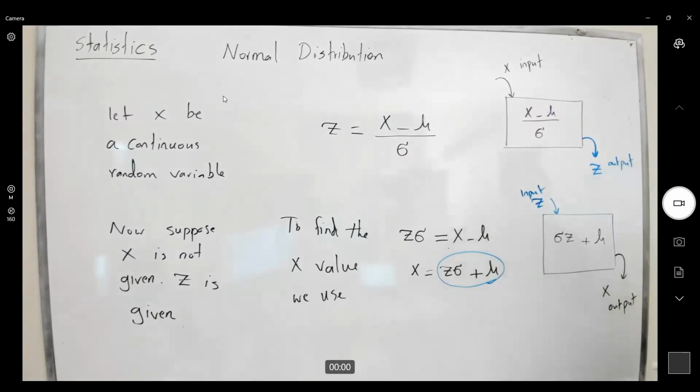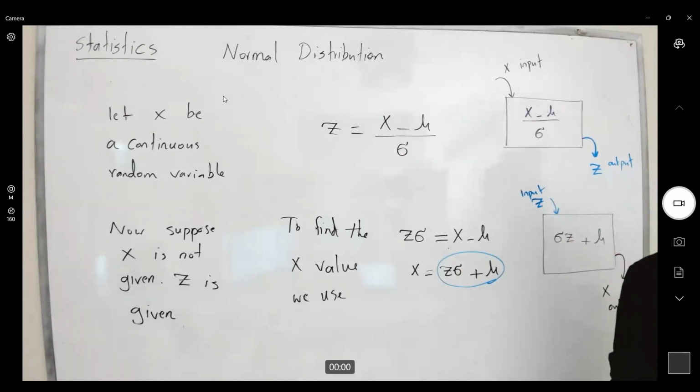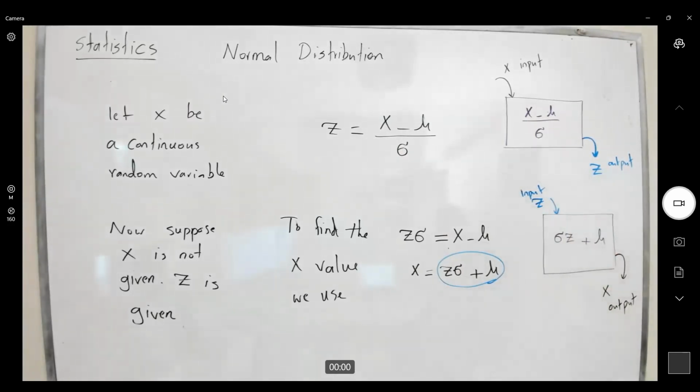Okay. So I gave you two formulas, two machines that you can use to either find your Z, or if Z is given, you can find your X value. Let's take a look at a couple of examples to feel more comfortable about what's happening here.